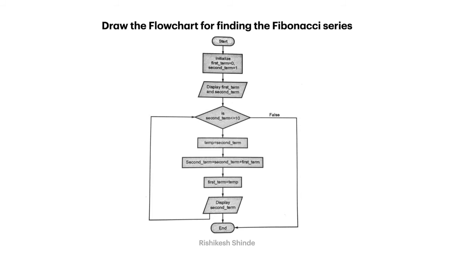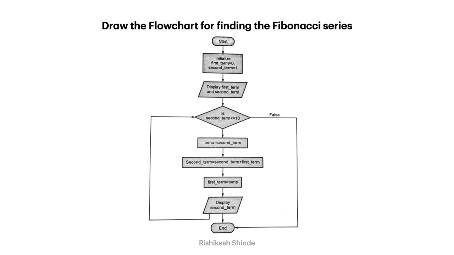For displaying the terms, we will use parallelogram. In the next step, we will have to put a condition in looping statement. The condition is if the second term is exceeding 10, then we will get out of the loop. Until the second term is less than or equal to 10, we will continue looping.